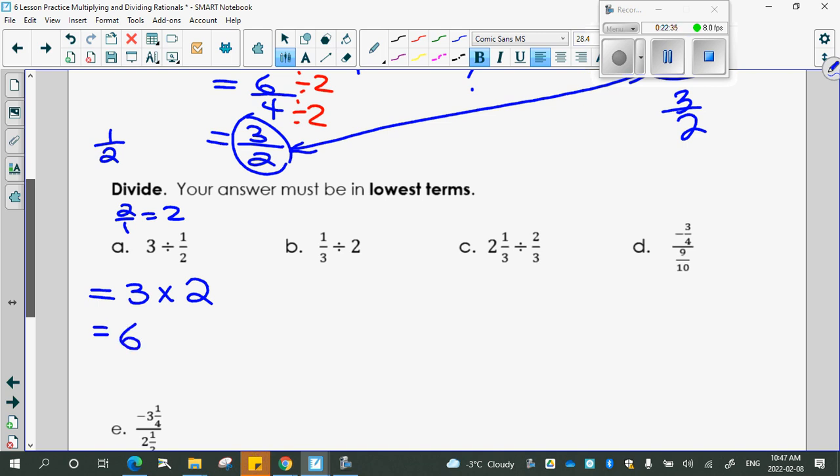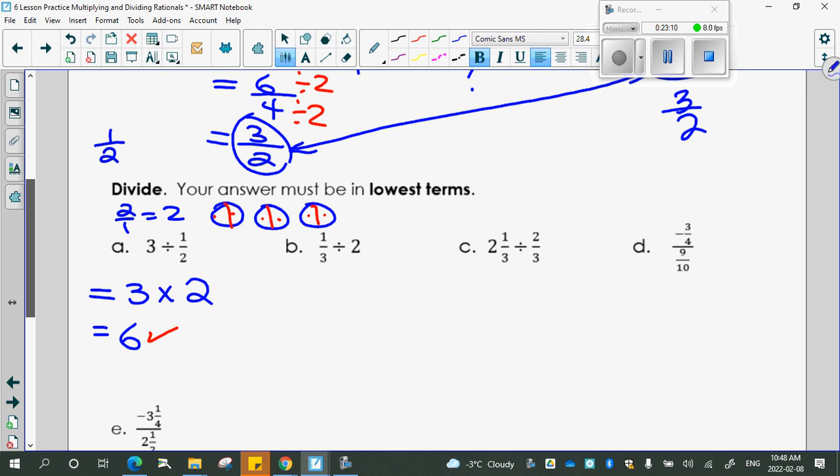Now, if you think about it conceptually, and I asked you how many halves go into 3, 3 divided by 1/2, how many halves go into 3? So here's 3, cut them in half. How many halves go into 3? 1, 2, 3, 4, 5, 6. And that's what we got. Okay? So 3 wholes. How many halves go into 3 wholes? If I cut each 3 in half, there's 6 halves that go into 3 wholes. Okay?